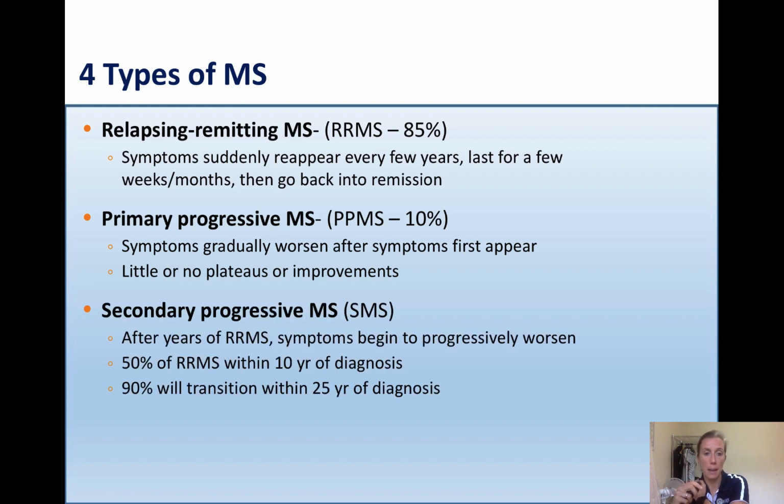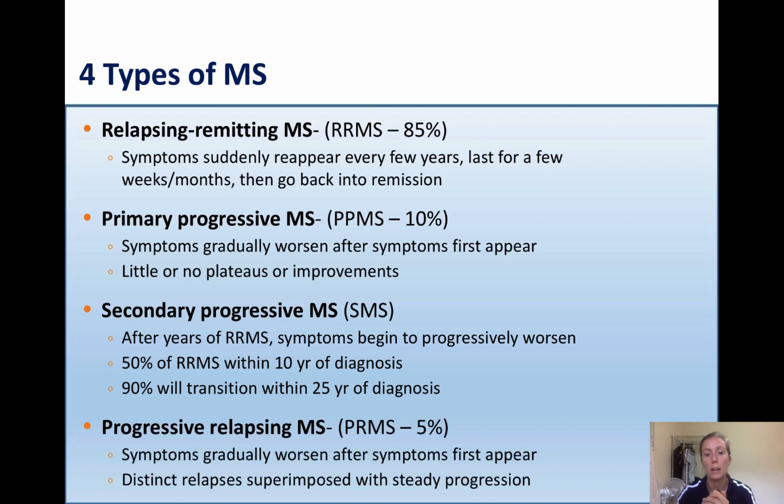Secondary progressive MS. Okay, so this relates to the first type. After years of presenting with relapsing remitting, symptoms then begin to progressively get worse. And they just continue to get worse. So we don't get this relapse remitting pattern anymore. It goes from that pattern to just a continuous progression after that point. This will occur in 50% of your relapsing remitting MS cases within 10 years of diagnosis, and 90% are going to transition to secondary progressive MS within 25 years of their original diagnosis.